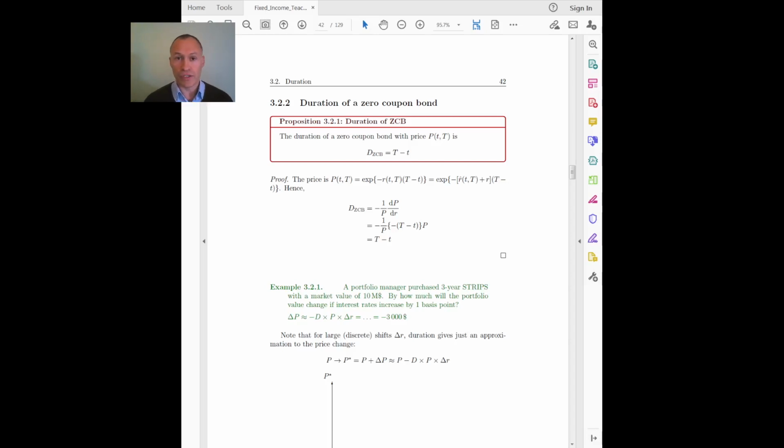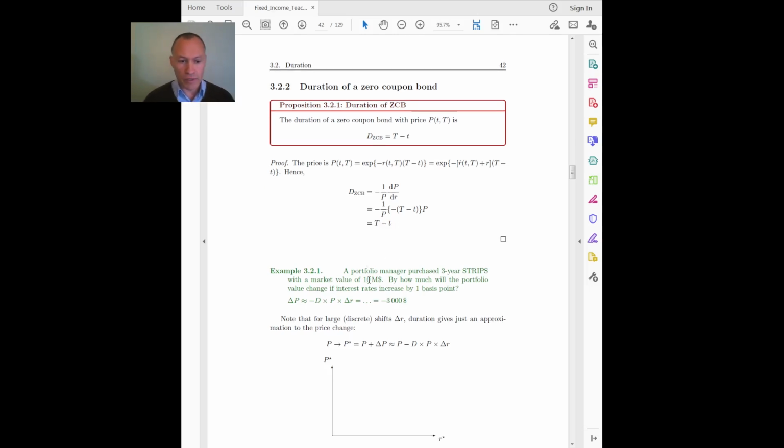To compute the duration of anything, we just need two building blocks, or two rules. Rule number one: the duration of a zero coupon bond is very simply the time until maturity. This comes directly from the definition. If you take the derivative of the bond price with respect to interest rates, as you see here, you immediately get that result.